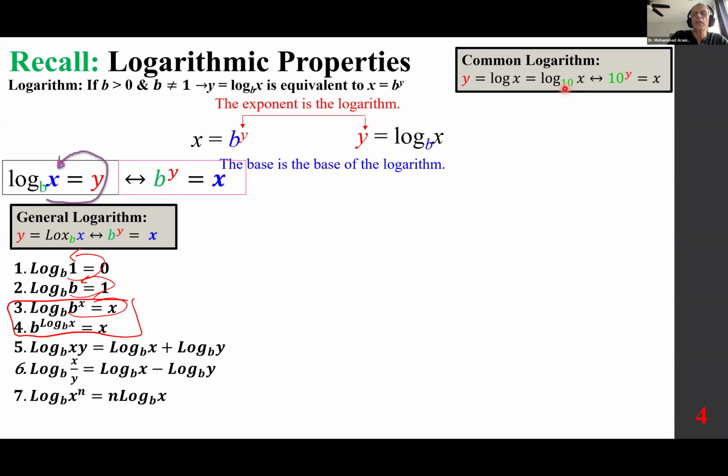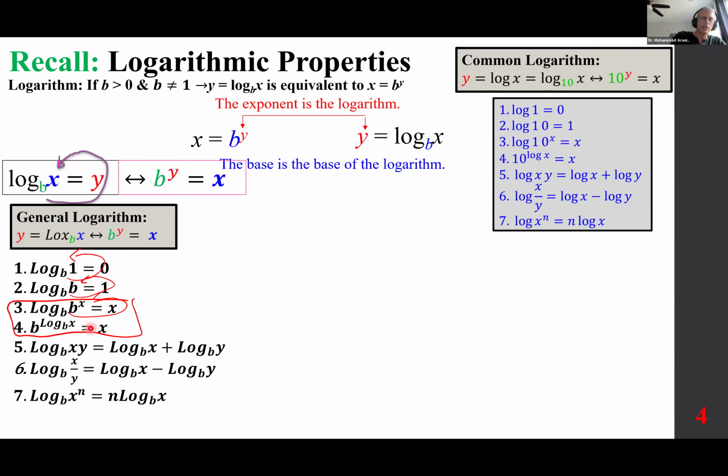In the case of a common log, we don't write the base. When we don't write the base, it means the base is 10. We don't write it in this format. We write y equals log x, and we should know the base is 10. Therefore, 10 to the power of y is x. And we can make this transition, first and foremost, drop all the bases. Remember, the base is b here. When you write log with no base, that means the base is 10.